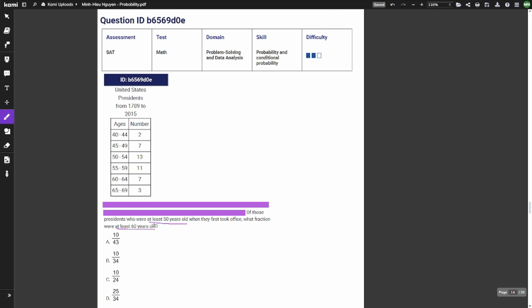First things first, we have to find those who are at least 50 years old. So those two we don't care about. Then we want those who were at least 60 years old. So these two. 7 plus 3, that is 10. Over all of these, which is, give me a second, 20, 31, 34, 10 over 34. So our answer is B.